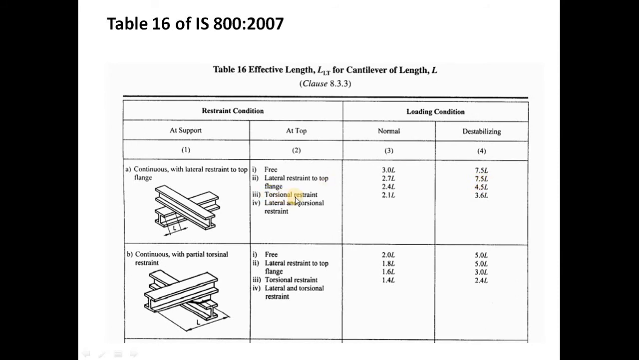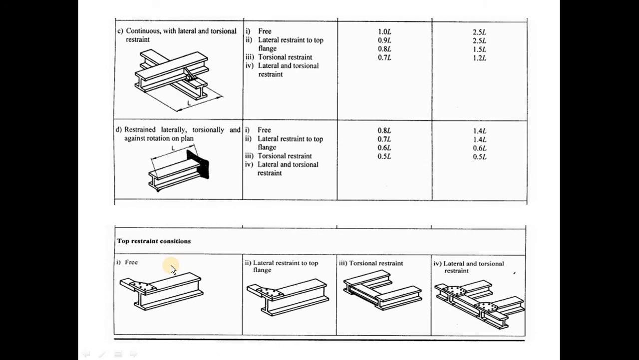And if you have provided some torsional restraint at the tip, in that case you have to take it as 2.4L and 4.5L. And when you have provided lateral and torsional restraint, you have to take it as 2.1L and 3.6L. Now this is one case. We have one more case here, and a third case and a fourth case.